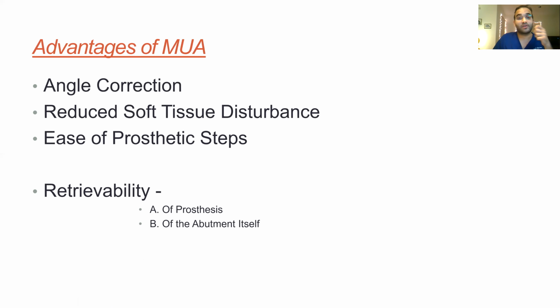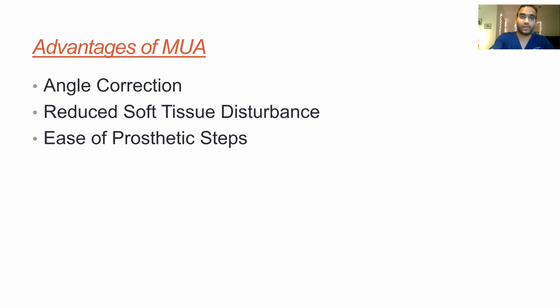And it's not just the retrievability of the prosthetic, but the retrievability of the abutment itself. I've had cases which came back after 5 years, 10 years, where the abutment is fractured or the abutment screw is damaged, right? I'm sure a lot of you have seen that also. The advantage of doing multi-unit abutments is that if the abutment screw or the abutment has any damage, we can replace the abutment itself completely and still use the same prosthetic.